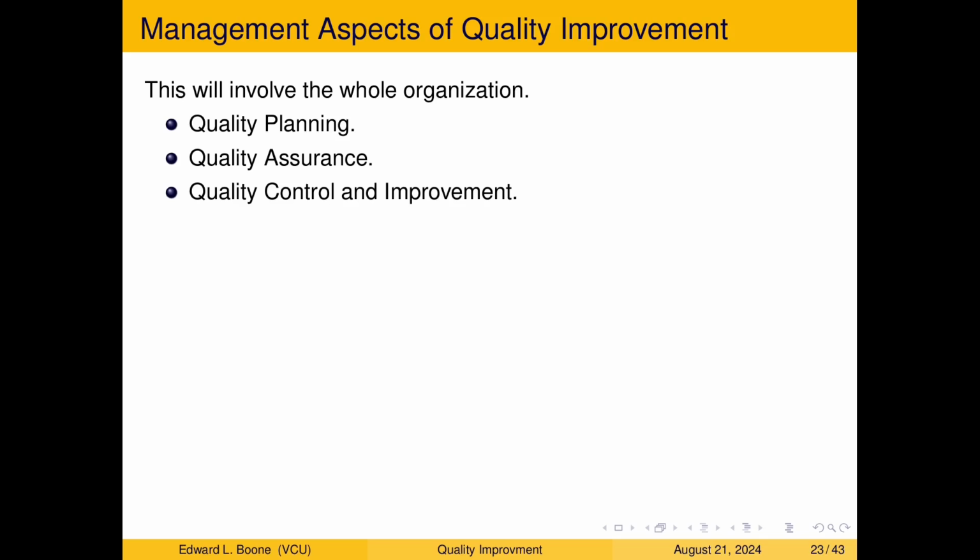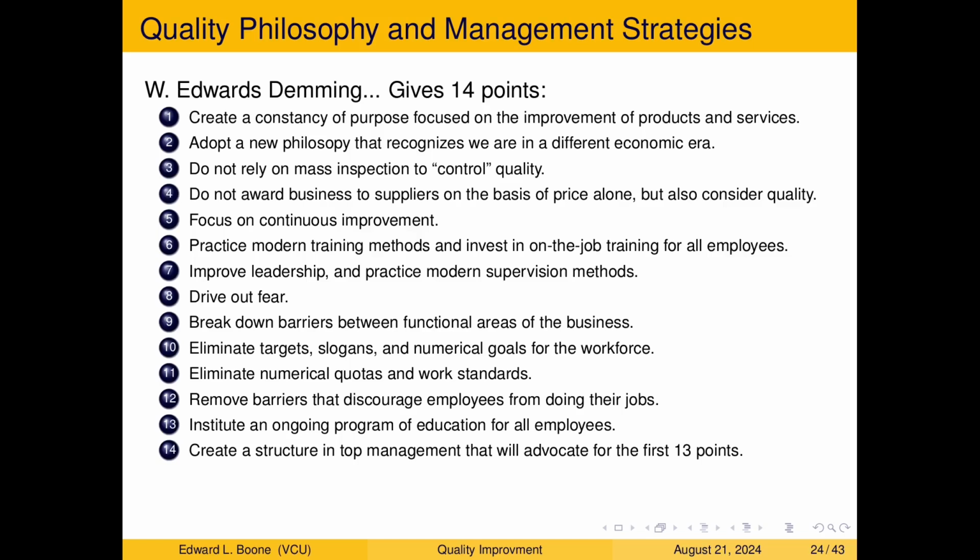And quality control and improvement is where you actually monitor it, and then you look to say, hey, is there a better way we can do this, a better way to make the part or item so that it's better overall? And these are three aspects. So there are quality philosophy and management strategies.